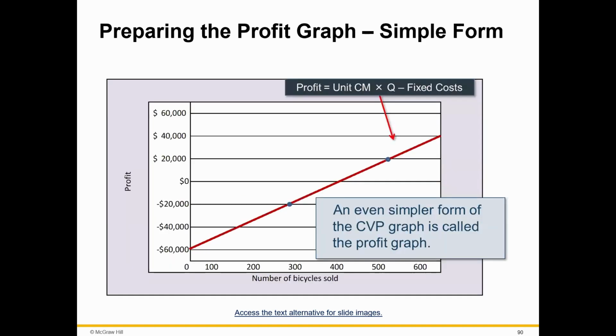Now, an even simpler form of the CVP graph is called the profit graph. The profit graph is based on the equation that is shown on this slide. So to plot the graph, we would compute the profit at two different sales volumes, plot the points, and then connect them with a straight line. This slide contains the profit graph for our RBC.